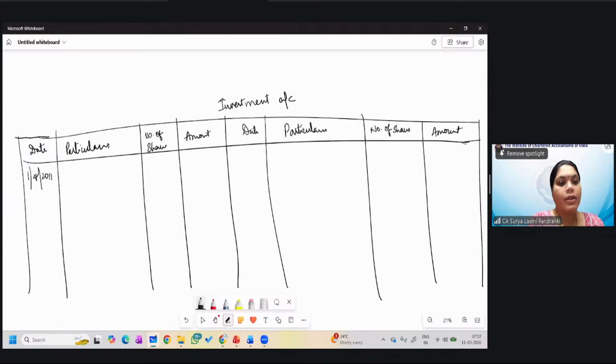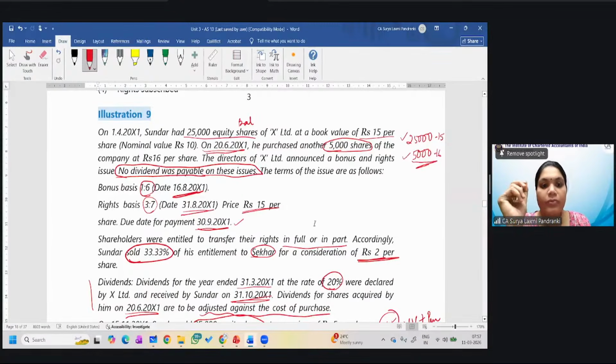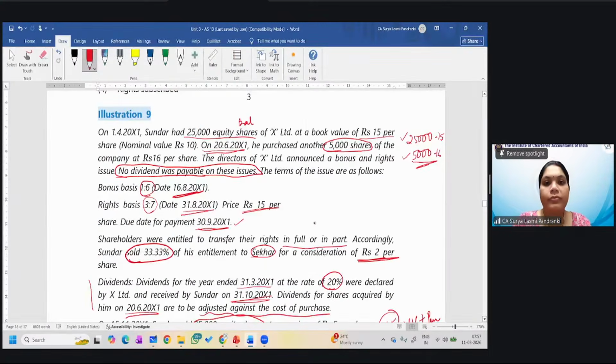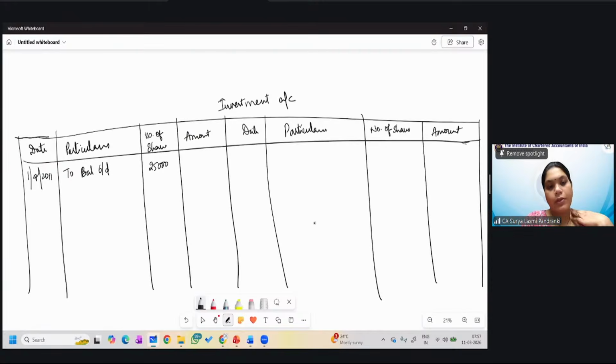On 1/4/2011, what is the balance that we have? 25,000 equity shares. This is not purchase, so I'm writing to balance brought down. Is that clear? Why am I not writing cash or bank? It is because it is not the purchase on that date. It is the balancing figure as on that date, right? And what is the value? It is 15 per share. Can you calculate this? 25,000 into 15 per share. 3,75,000.